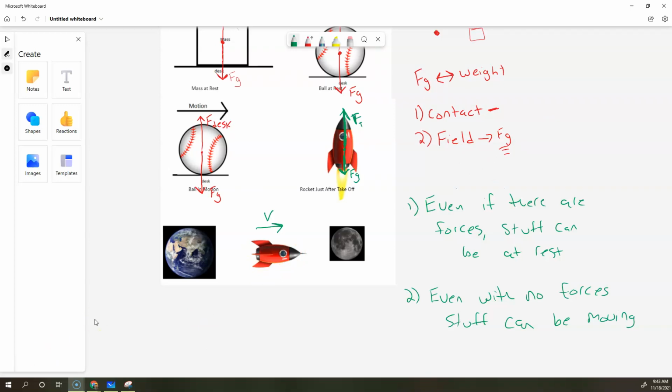And these two ideas are often gotten wrong. Students assume if something is at rest, there are no forces on it, or that if something is moving, there is a force providing that motion. But that is not the case. There's absolutely no force, and yet there is motion.